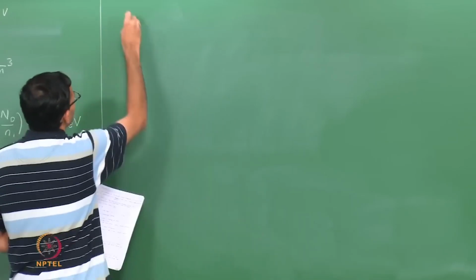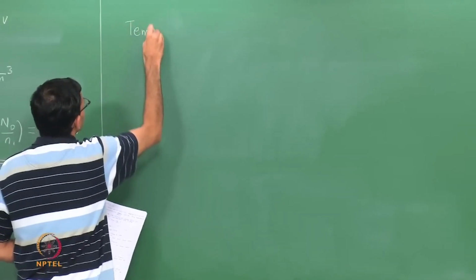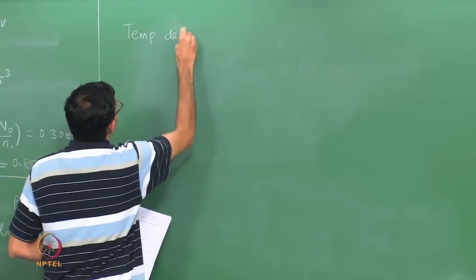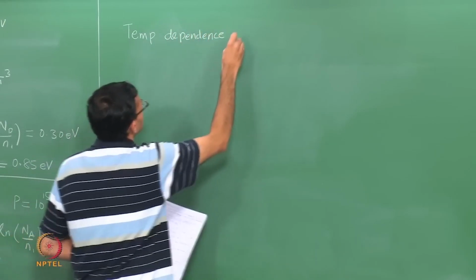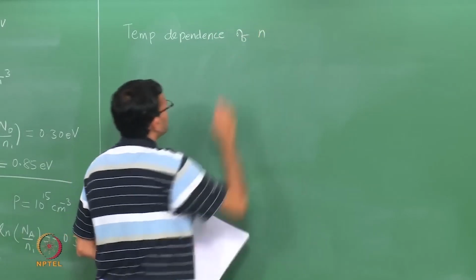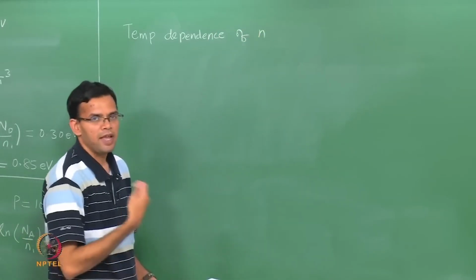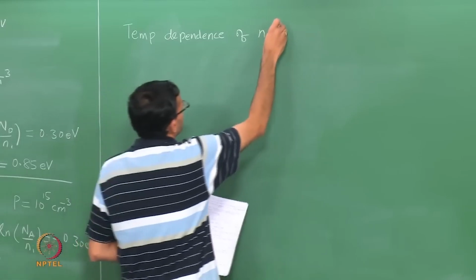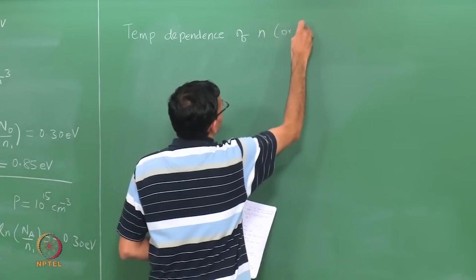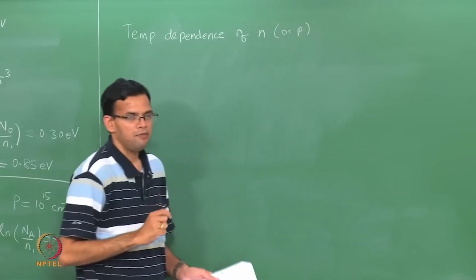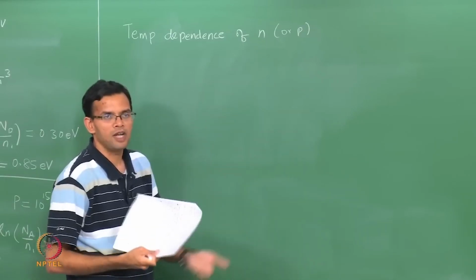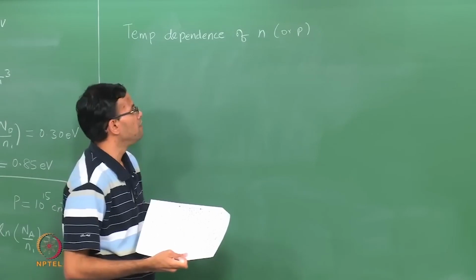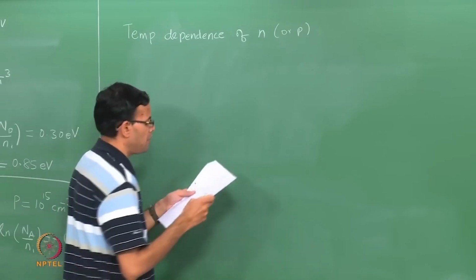So, we want to look at the temperature dependence of the majority carrier concentration. So, it is the temperature dependence of N if it is an N type, or P if it is a P type. For simplicity, we are only going to look at the N type case, but whatever arguments we use for that, we can use the same for the P type semiconductor.